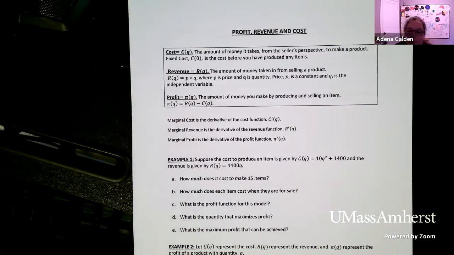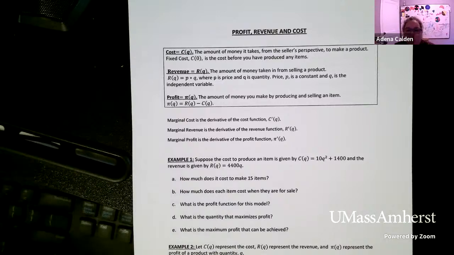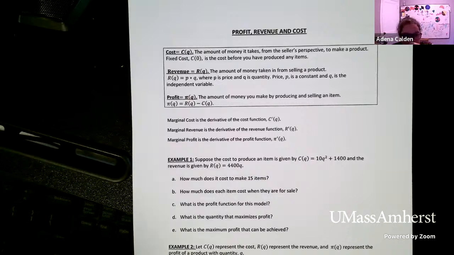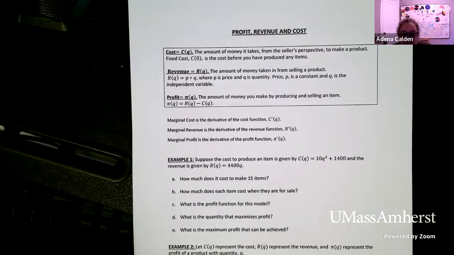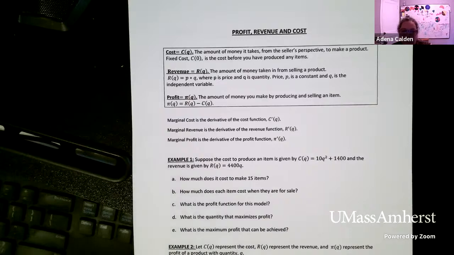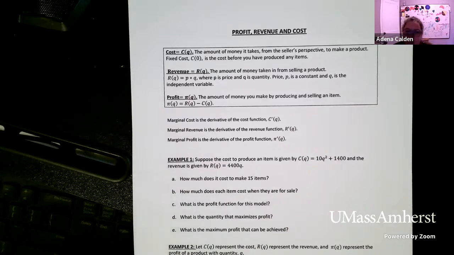Revenue, which is R of Q, is the amount of money taken in from selling a product. Typically, our default is that revenue is price times quantity unless we are told otherwise. So P is the price that you're charging for your item, and Q is the number that you sell. P is a constant and Q is the variable. And then our profit was the amount of money that you make by producing and selling an item. So you take your revenue and you subtract off your cost. So we talked about marginal cost.